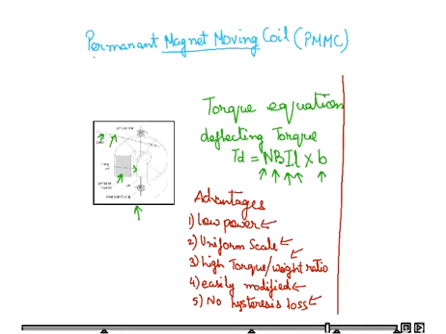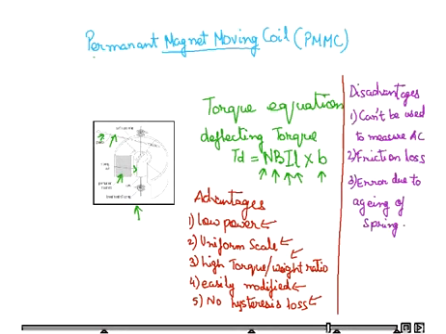But it has some disadvantages also. It cannot be used to measure AC. The second disadvantage is that it has some loss due to friction and temperature also. Friction and temperature can cause some error in the system. There is also error due to aging of the spring.